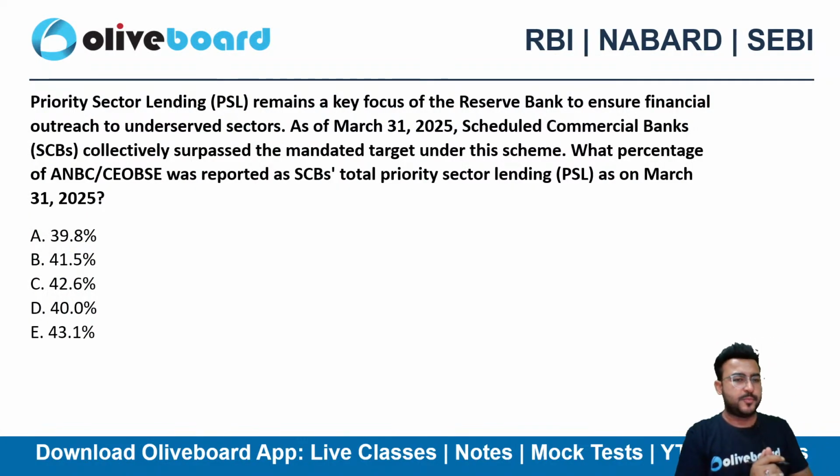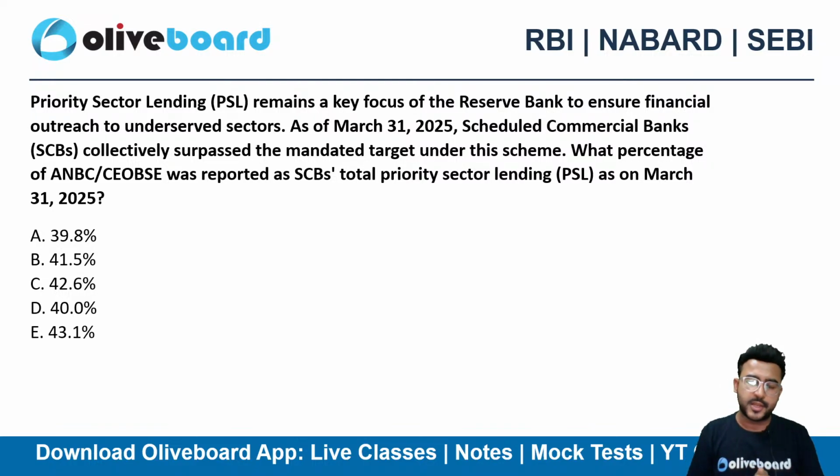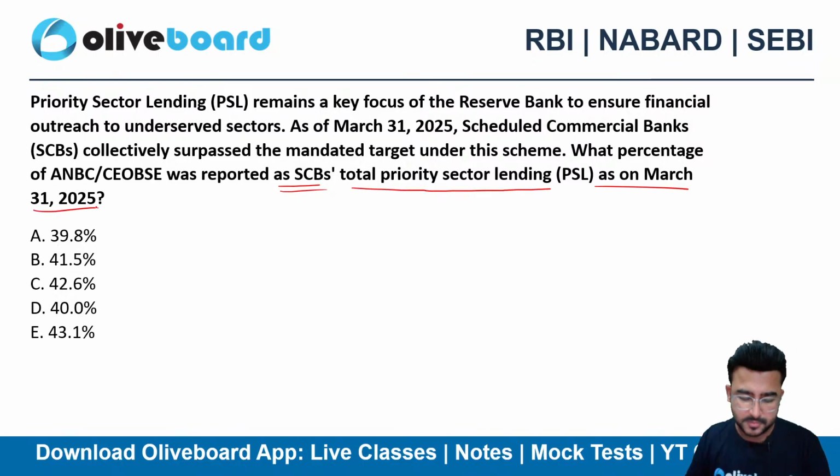Okay, guys, I request everyone to please be highly participative in this video. This is very important, coming directly from your annual report 2025 part 2. Priority sector lending remains a key focus of the Reserve Bank to ensure financial outreach to the underserved sector. As of 31st March 2025, the scheduled commercial banks collectively surpassed the mandated target under the scheme. The scheme is revised as well; they have given revised priority sector lending norms in this calendar year. So what percentage of ANBC or CEOBSE was reported for scheduled commercial banks as total priority sector lending as on 31st March 2025?